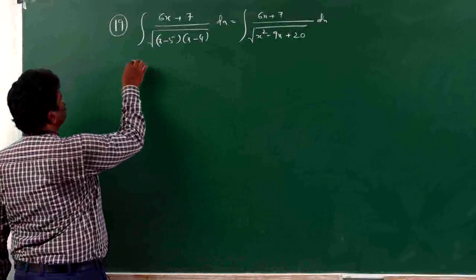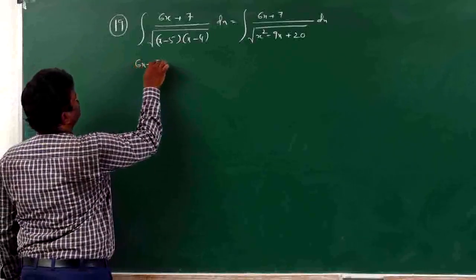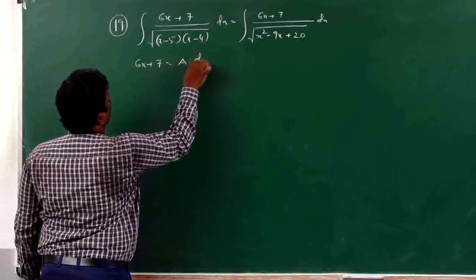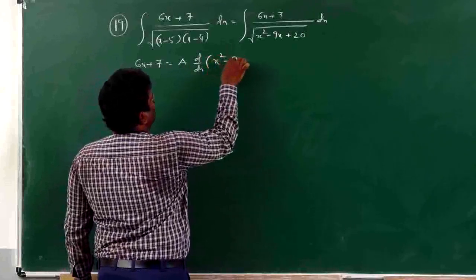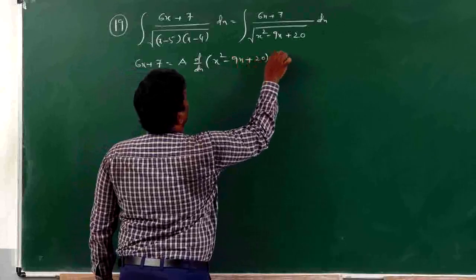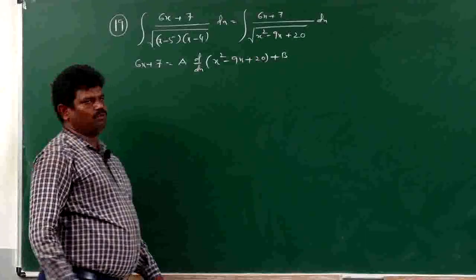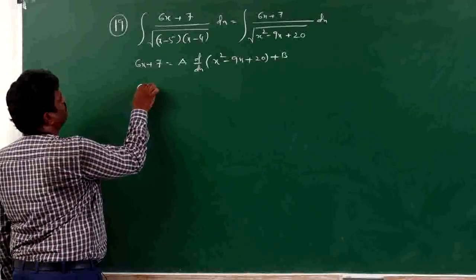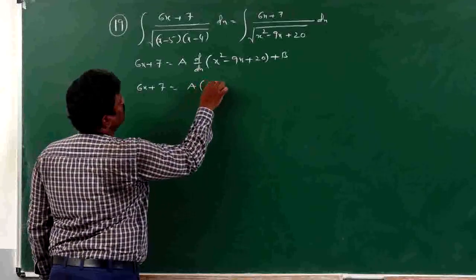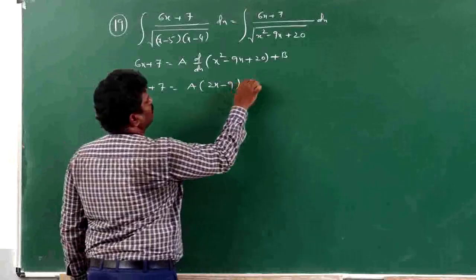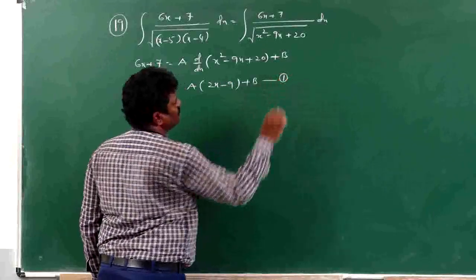So then what we write on here, solution: 6x + 7 is equal to a into d by dx of this value, x squared minus 9x plus 20, plus b. Next, 6x + 7 is equal to a into this value, (2x - 9), plus b. So this is equation 1.